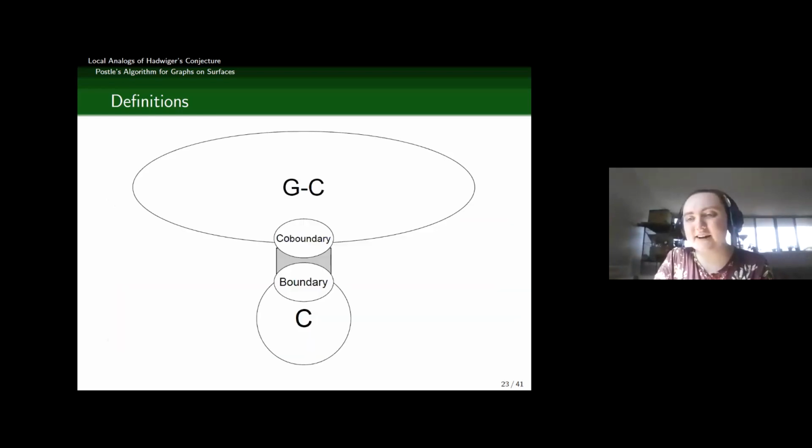So we're going to be talking a bit about boundaries and coboundaries. If C is our pocket, and G minus C is the rest of the graph, its boundary is the set of vertices in C that have neighbors in G minus C. And the coboundary of C is the boundary of G minus C. It's the set of vertices that are not in C but have neighbors in C.